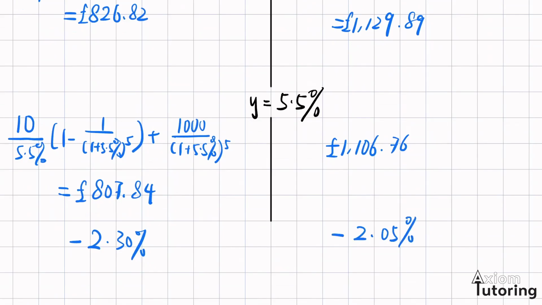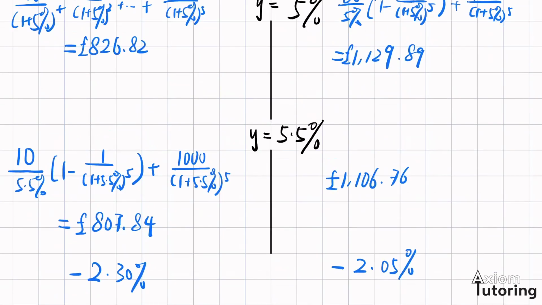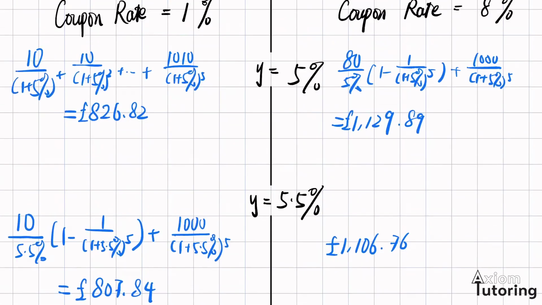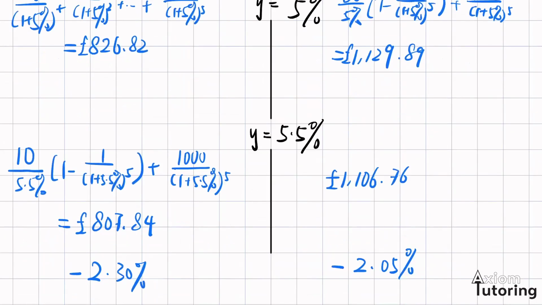Okay, so what can we conclude from here? So if all else is constant, the higher the coupon rate, the less change or less drop in the price it is if we increase the yield by the same amount.